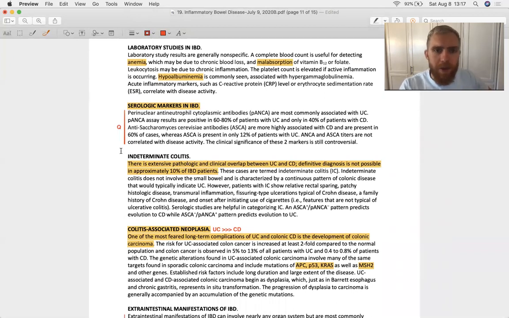Laboratory studies in IBD. So we're done with UC. We're talking about both of them in general now. In general, anemia is very common because UC likes to bleed, and Crohn's likes to have that iron deficiency due to malabsorption. You can also get anemia due to B12 or B9 deficiency. That would be a macrocytic megaloblastic anemia versus a microcytic small cell anemia with your iron deficiency.